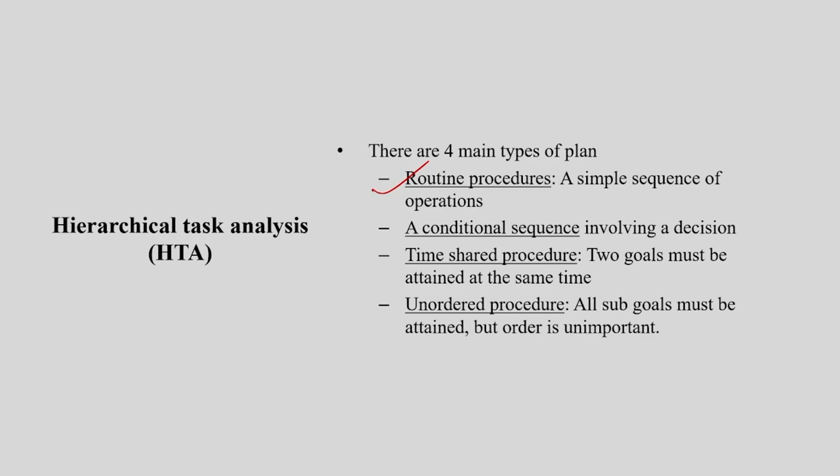So, this is called the routine procedure. When we are talking about understanding the sequence of operations, it is step by step: 1, 2, 3, 4, something like that. Okay. The next is a conditional sequence, where we are imposing some condition, involving a particular decision.